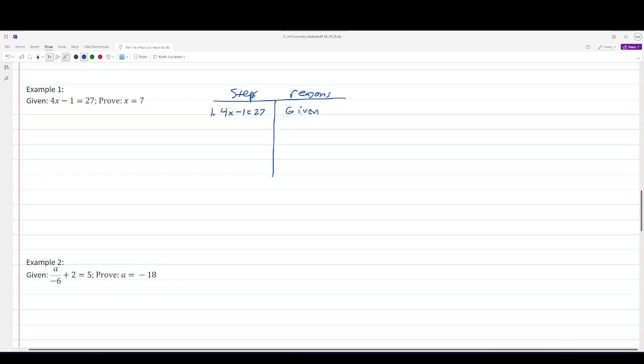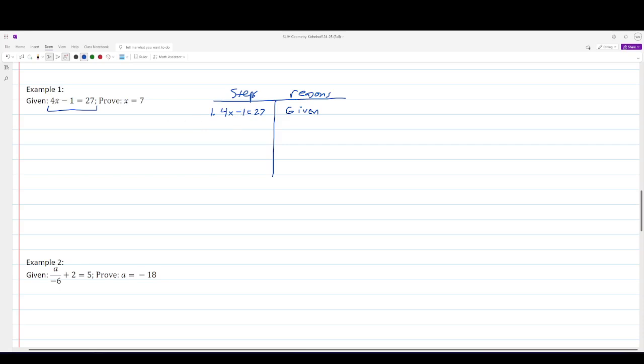If there's multiple pieces of given information, so here we just have this one equation, if there were multiple things that were given, you can write them all together or write each one as a separate given line. So you can put multiple statements, 2, 3, 4 statements, and then put given for all of those. Or you can write 1, 2, 3, 4 and write given as the reason for each of those if you want to organize it that way. Within algebraic proofs, though, we don't have to worry about that.